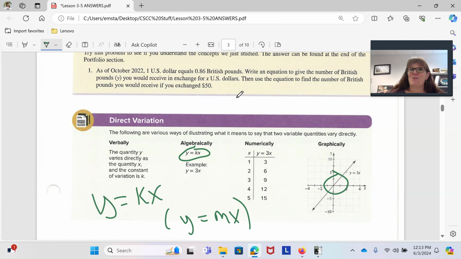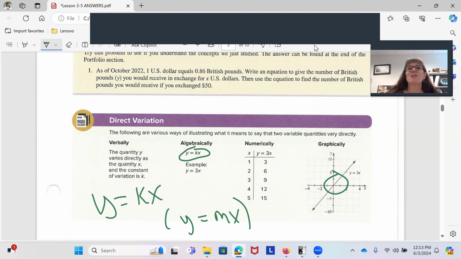So that's the end of the first section of equations of lines. This one is direct variation, and you will get some more in the next couple sections.